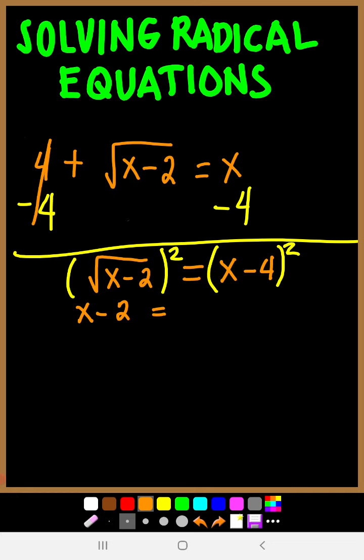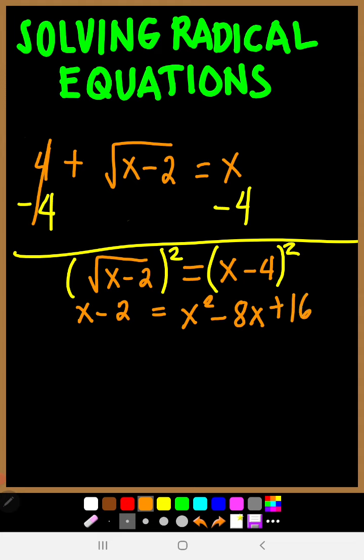x minus 4 squared is a special binomial. So, all you have to do is square the first term. So, that becomes x squared. And then multiply the first term to the second term times 2. So, x times negative 4 is negative 4x times 2 is negative 8x. And then square the last term, which is negative 4. So, negative 4 times negative 4 is positive 16.